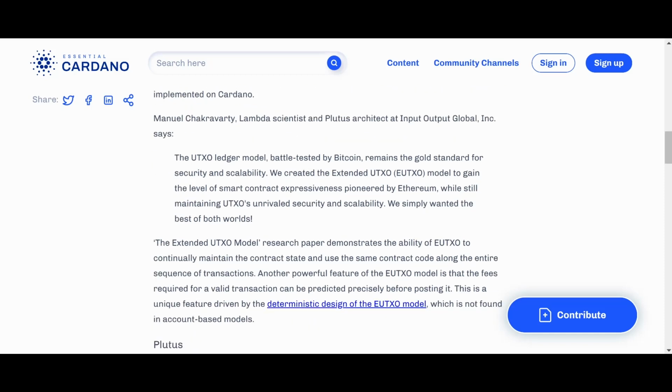So, real quick, here's what the Lambda scientists say about the UTXO model. The UTXO ledger model is battle tested by Bitcoin, remains the gold standard for security and scalability. We created the EUTXO to gain a level of smart contract expressiveness pioneered by Ethereum while still maintaining the UTXO's unrivaled security and scalability. We simply wanted the best of both worlds.